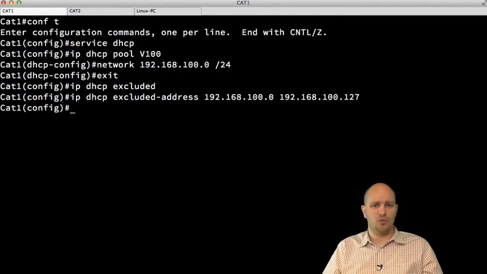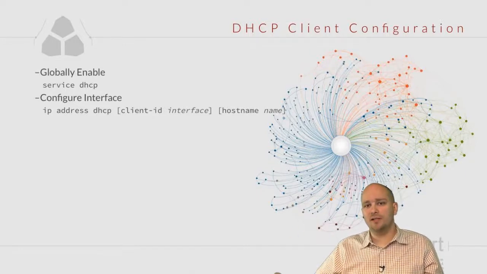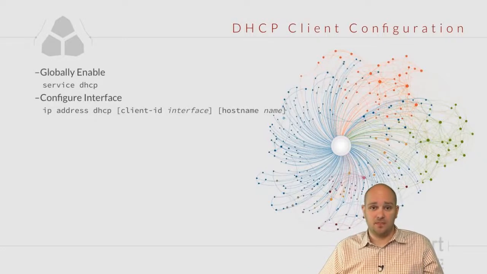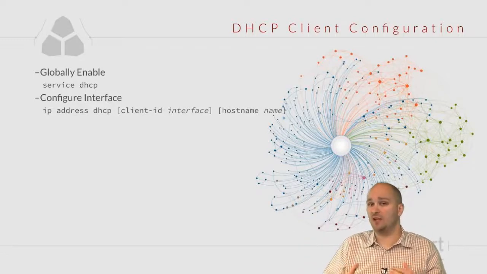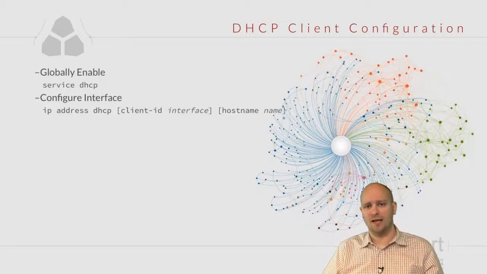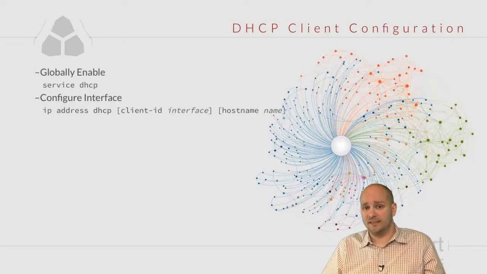I'm going to go back to the host pool. Let's see how the DHCP client is going to be configured in Cisco IOS. If you thought that configuring a DHCP server in IOS was easy, take a look at the client configuration, even simpler. All I have to do is globally enable the DHCP functionality, again with service DHCP, and then on an appropriate interface, all I have to say is IP address DHCP. And that's it. I could specify a specific client identifier unless I want to use whatever IOS is going to choose to use directly, but in this case, I'm going to skip that and configure it using the default settings.